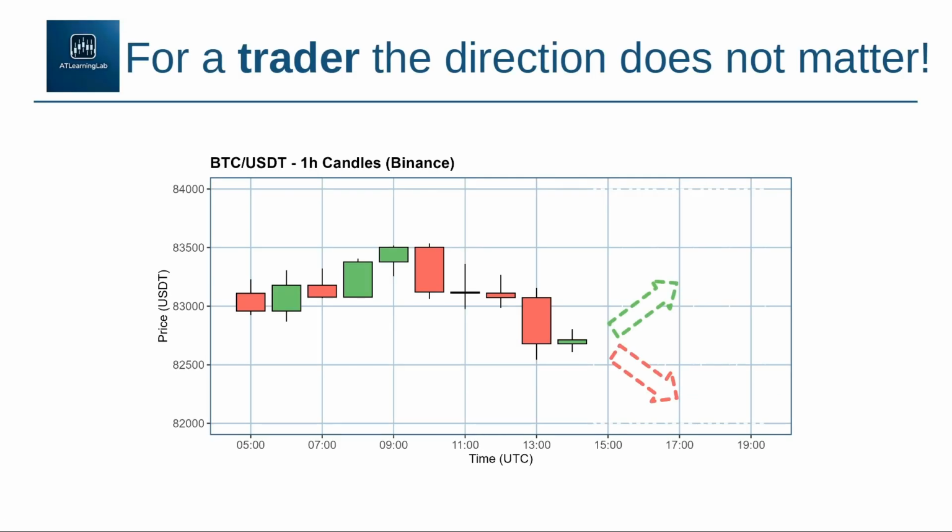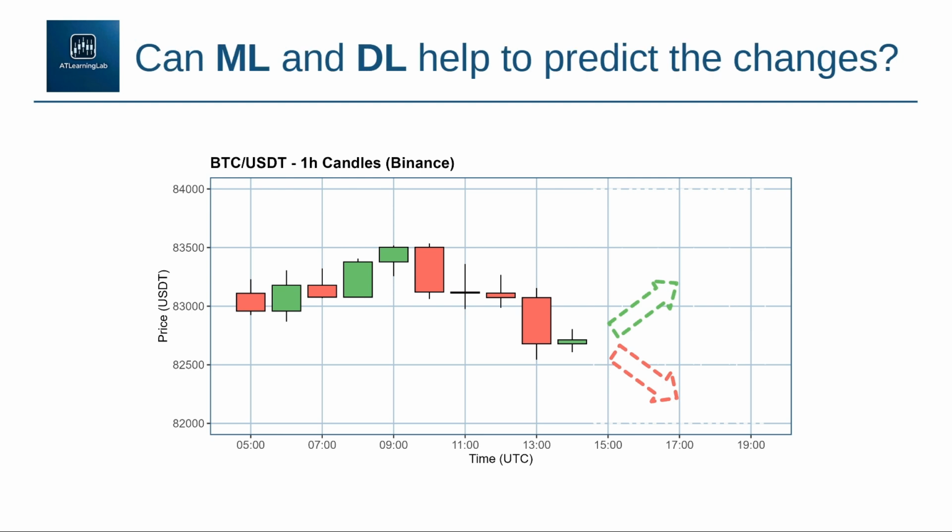So basically, what I want you to understand is for a trader, the direction of the price, if it goes up or down, it doesn't matter. So the question is, can machine learning and deep learning help to predict these changes? So this is more or less the idea of this channel, to see if this is really possible.